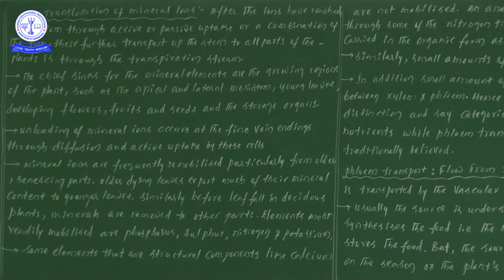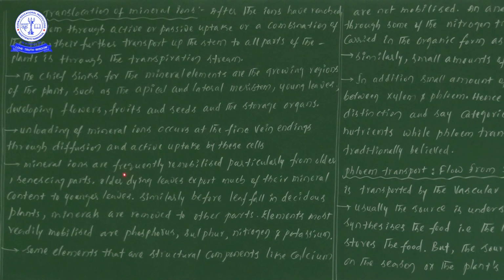So it takes place at vein endings by the process of diffusion. Diffusion is nothing but movement from a higher concentration to a lower concentration. And active uptake by these cells. So by the process of diffusion and by active uptake, these mineral ions are taken by the cells, the epidermal cells which are beside them.